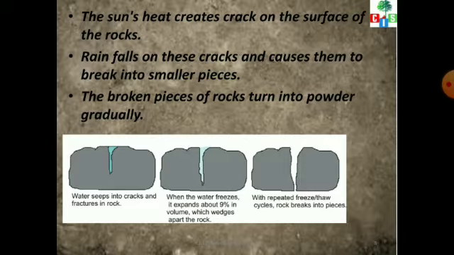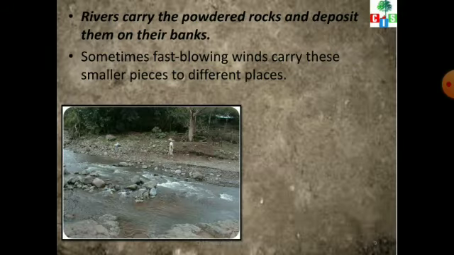Now on the same rock, if continuous rainfall happens, then also that big rock will break down into smaller pieces. Now these broken pieces of rocks, meaning the small pieces, turn into powder form gradually, and this powder is carried away with the river, and it is deposited on the banks of the river, like a seashore.